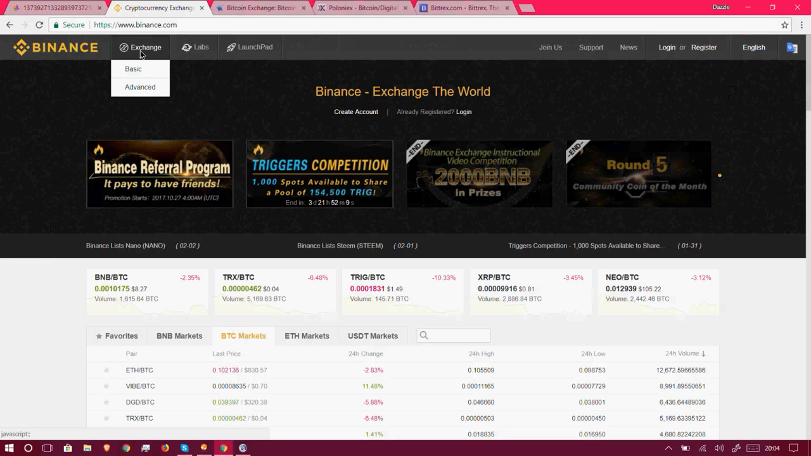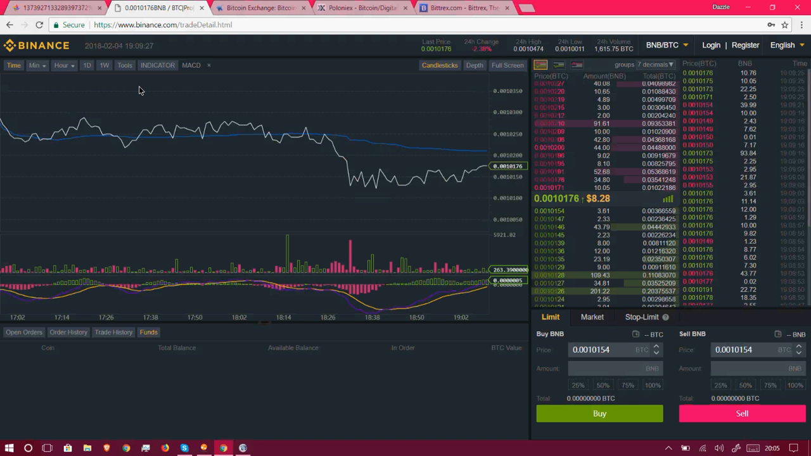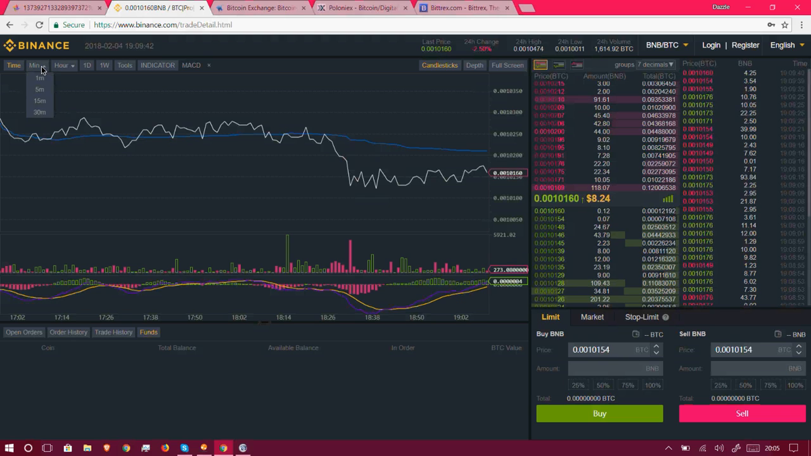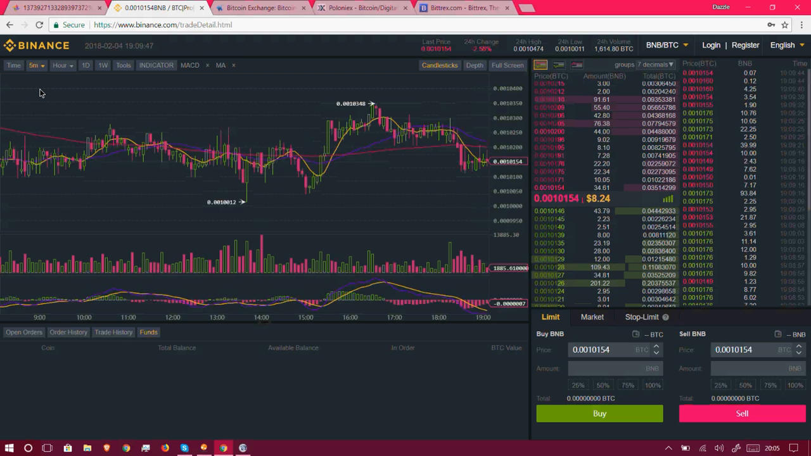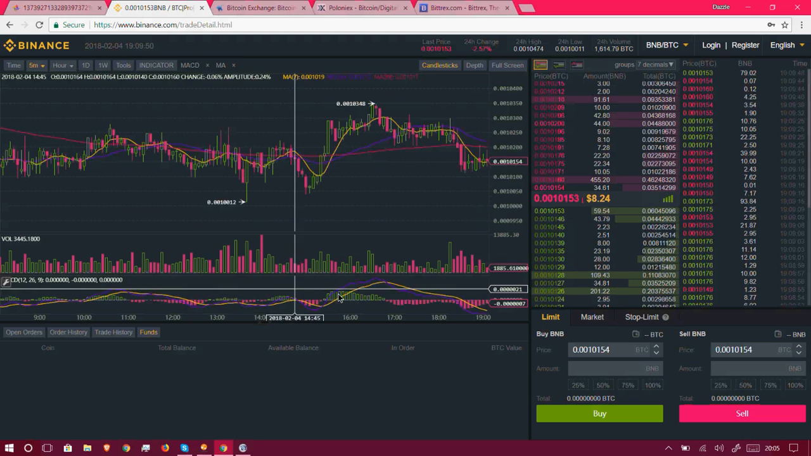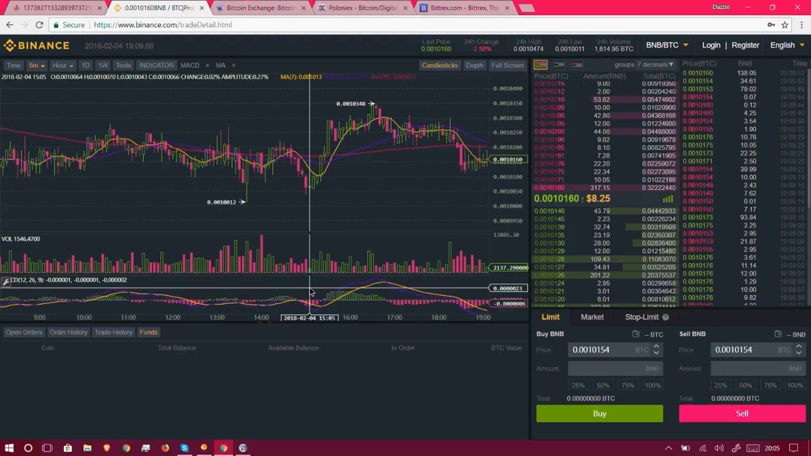So on Binance, you need to go to Advanced so that you can find the indicator. You also need to set the charts on this one. So I want to go to the minutes, and I'm going to go to 5 minutes. And again, you can see on Binance the MACD is already installed.